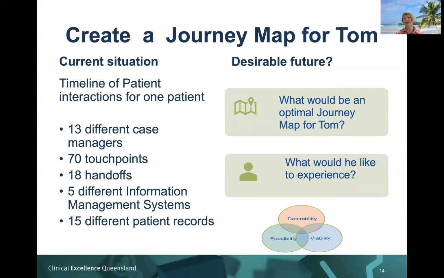So one of the reasons we do journey maps, and we actually do them with the user, is to find out not just our perception of what their journey map is, but what it's like for them, to diagnose the situation. But we could see, if we wanted to create a desirable future, and we need to think of this as both clinicians but also service providers, what would be an optimal journey for Tom? And what would he like to experience?